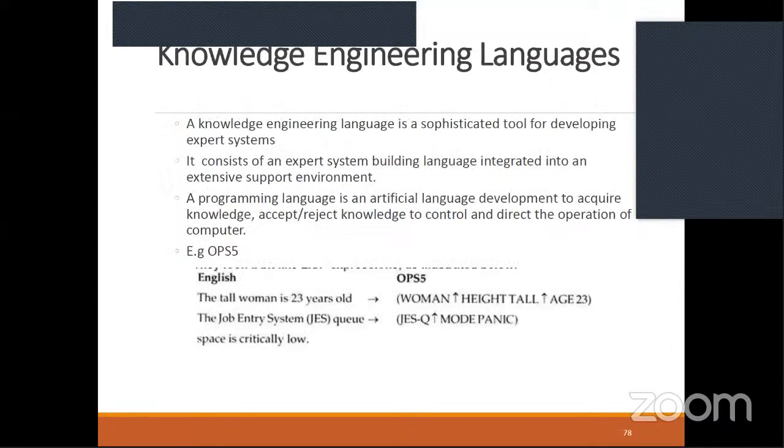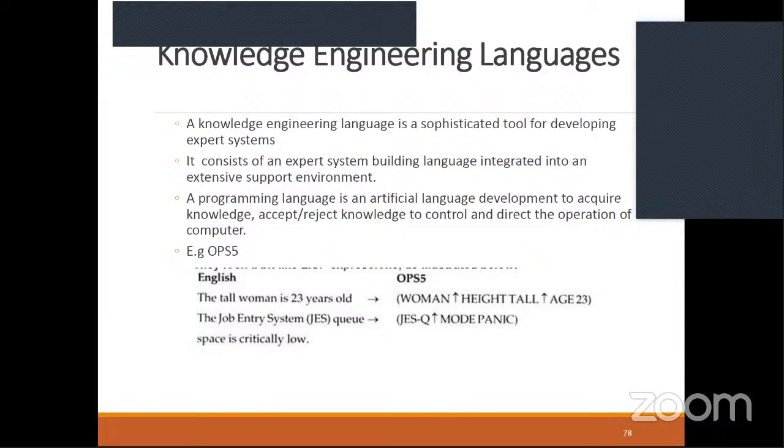Okay, so one important thing that we should know is if tomorrow you plan your own expert system in your own field, you may have enough knowledge. So you will be advised to convert your knowledge into English sentences. Say for example, here the English sentence is the tall woman is 23 years old. Similarly, you may have some knowledge about your own domain where you are an expert, so you will convert it into an English natural language sentence.